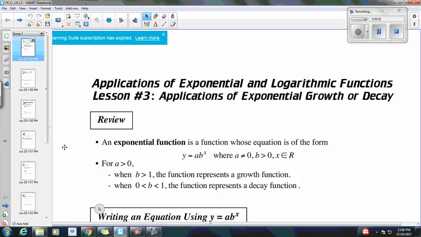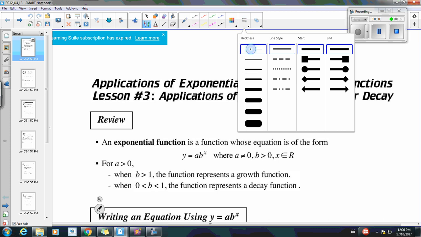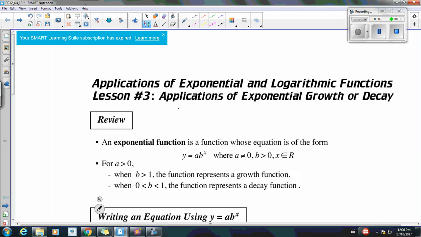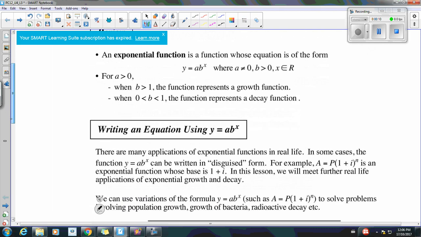Okay, lesson 3 here is kind of our most common application, and I'd say most people probably find it the simplest one too. So here we're looking at exponential growth and decay.